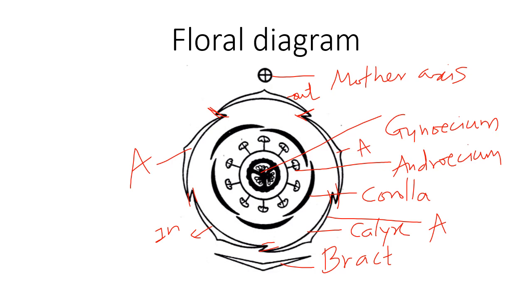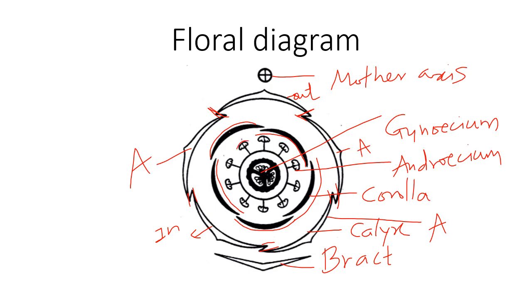And here you can see quincuncial type of estivation, where this is completely out from both sides, this is completely out from both sides, this is completely in from both sides, this is again completely in from both sides, and this is alternating. So this is called a quincuncial type of estivation.